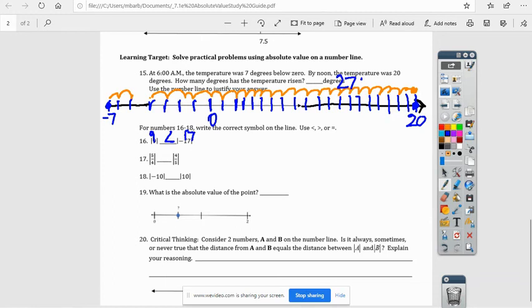Number 17, the absolute value of 5/4. Is that less than, greater than, or equal to the absolute value of 4/5? We know that 5/4 is just going to be 5/4, and this one's going to be 4/5. We know that 5/4 is a bigger number, so therefore number 17 is greater than.